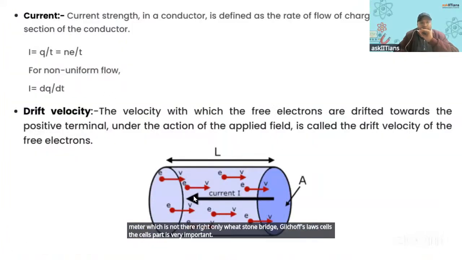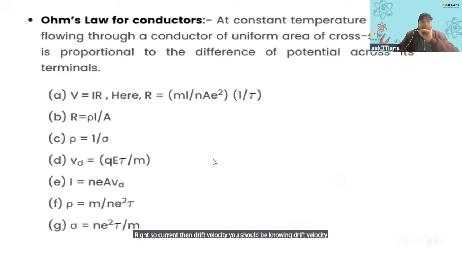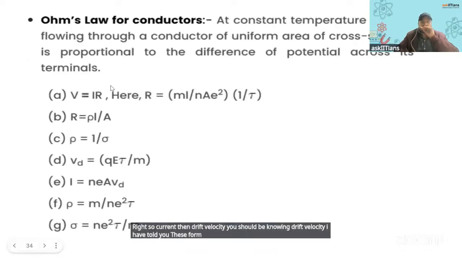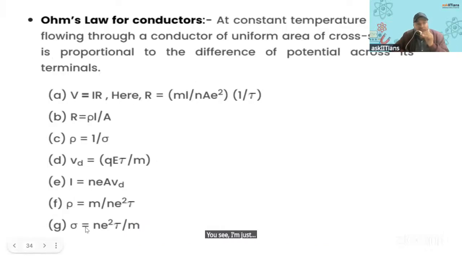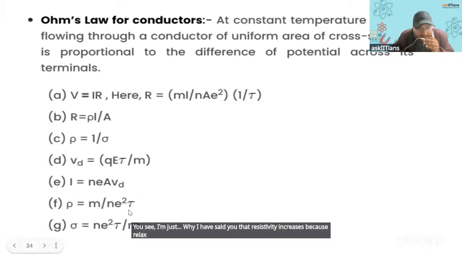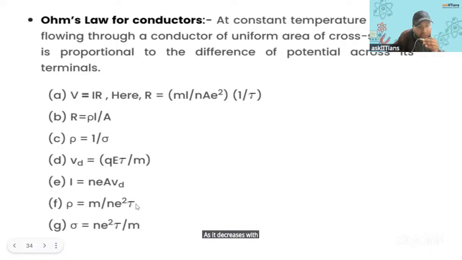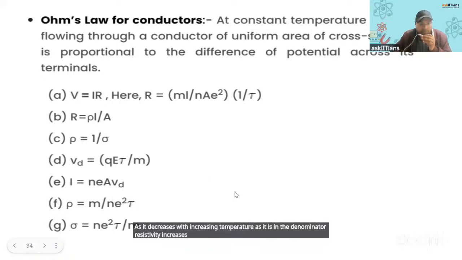Then current, then drift velocity. You should know drift velocity. I have told you these formulas, you must know them. I have told you that in conductors, resistivity increases on increasing the temperature. Why does resistivity increase? Because relaxation time decreases. Tau is the relaxation time. It decreases because the motion becomes more random. As it decreases with increase in temperature, as it is in the denominator, resistivity increases. Get it? So these formulas are important.